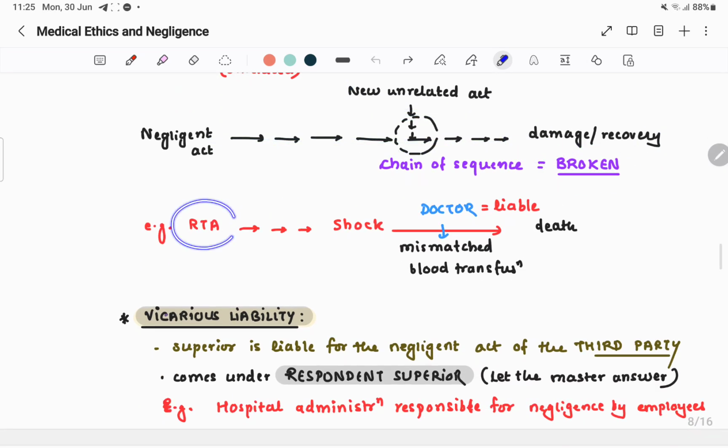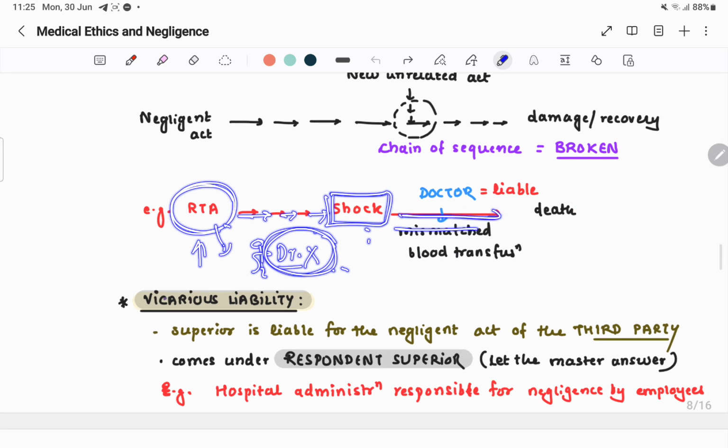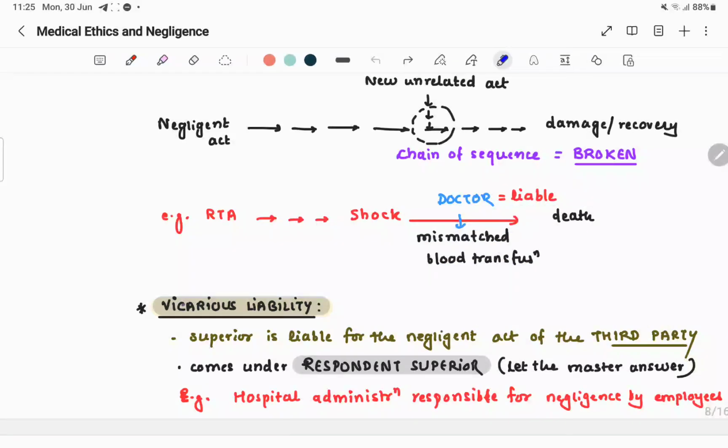Let's say a road traffic accident. Dr. X was treating the patient, and after this, the patient went into shock. In shock, a blood transfusion was given, and another doctor prescribed a blood transfusion, which led to death. So will Dr. X be responsible? No, because there is a sequence break. This Dr. Y must have given mismatched blood, so Dr. Y is responsible. So you have to see the proximate cause. The proximate cause will always be responsible.